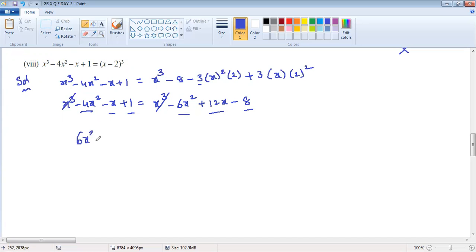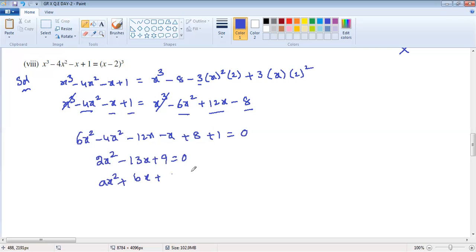Then 6x square minus 4x square, then minus 12x, then here minus x, then plus 8, and here plus 1, which is equal to 0. Then 6x square minus 4x square is 2x square, minus 13x plus 9, which is equal to 0. It is also in the form of ax square plus bx plus c. Therefore, this is also a quadratic equation. Got it, ma'am?